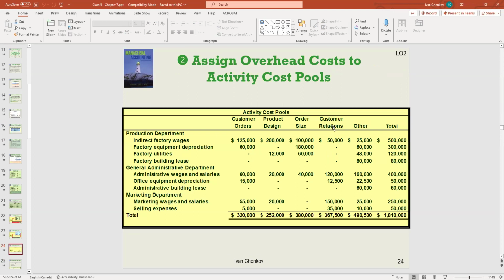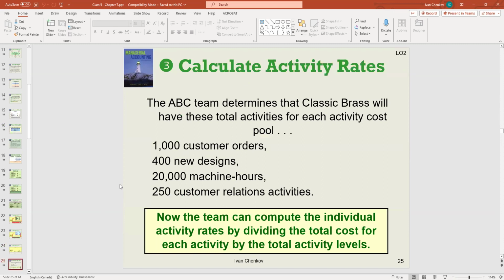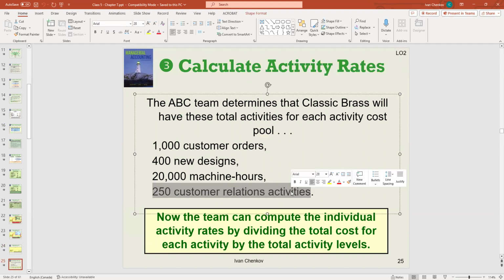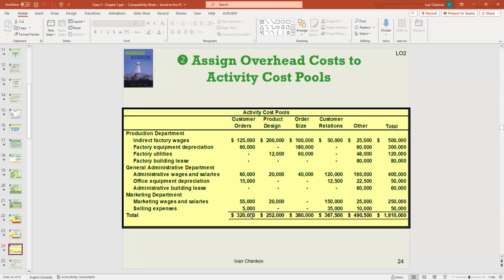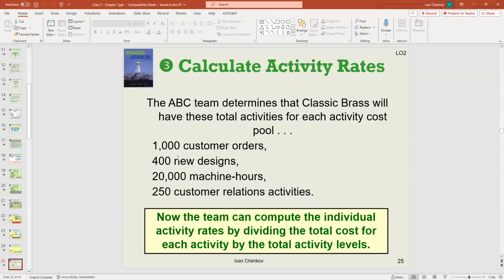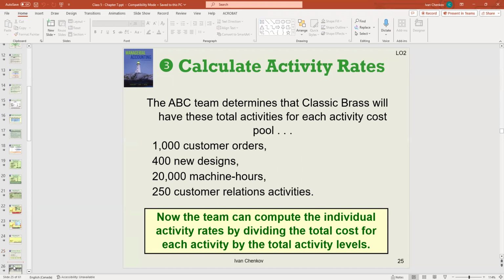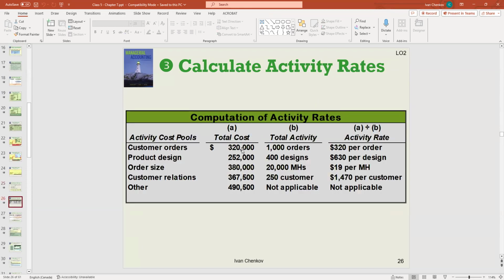And for the last one, which is the customer relationship, we're using the duration driver of the customer relationship. We have 250 customer relationship activities. Once we have the total cost for the activity and the number of activities that we're performing, we can easily come up with the cost for a single activity. 320,000 divided by 1,000 orders is going to give us $320, the cost every time the customer makes an order.